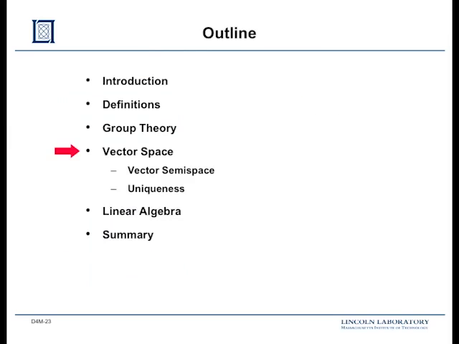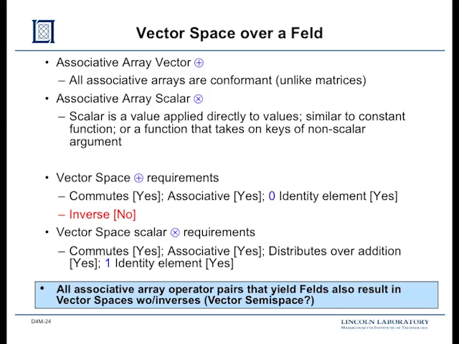So let's get into, now we're going to really move it forward here. We get into vector spaces. So we can have associative array vector addition. Again, all associative arrays are conformant. We have the concept of scalar multiplication, which is essentially applied to all values. So scalar multiplication kind of makes sense, right? If I have an associative array and I multiply it by a scalar, I can imagine just applying that, in an intersection sense, only to the keys that are defined by 1.